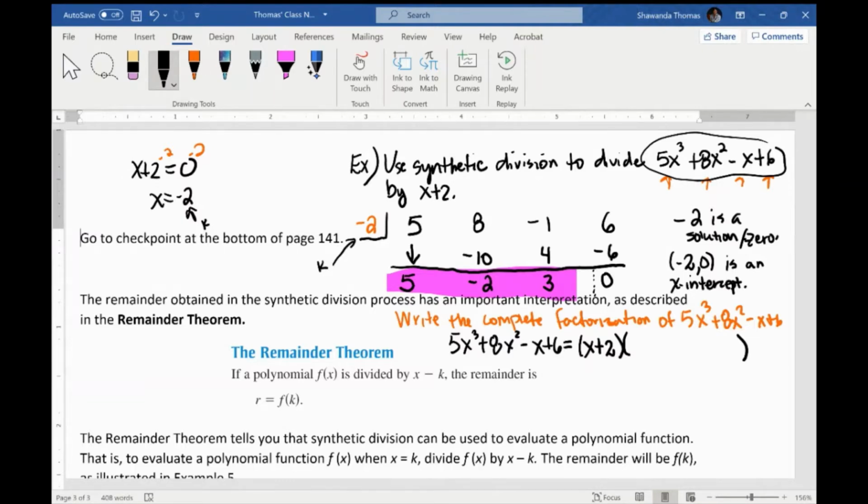What else is a factor? 5x squared minus 2x plus 3. Right. That's a quadratic, or trinomial. I wonder, is it factorable? Can I keep going? Sometimes we can't, but let me think about it. Is it factorable?